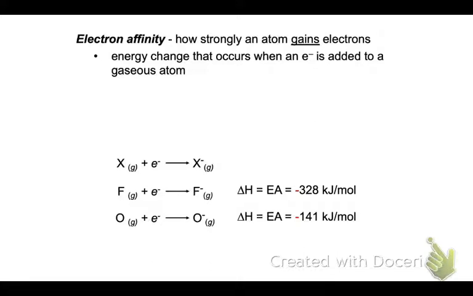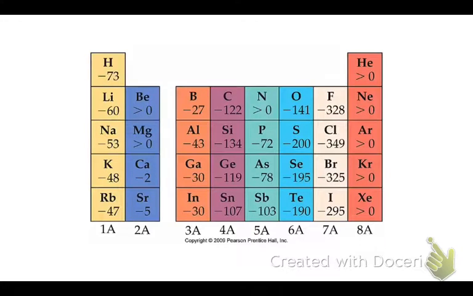Now, fluorine loves to gain an electron, and therefore it's such an exothermic reaction with a high negative value. The more negative delta H, it means the more the atom likes to gain that electron. Now here is a table that shows electron affinity, and you can tell here that halogens have high electron affinity. They love gaining electrons, and at the top there, fluorine is the most electronegative atom on the periodic table, right?